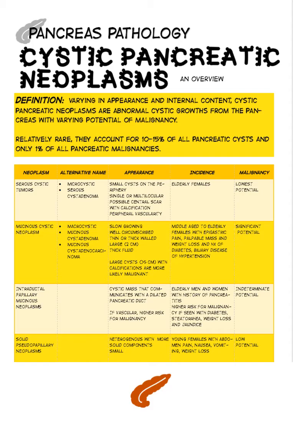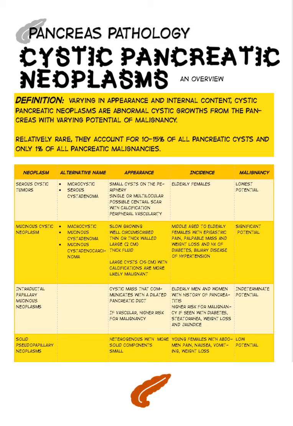So the first one is the serous cystic tumors. These are going to be cysts that just have a serous fluid in them, kind of like this thin straw-colored fluid within them. They are also known as microcystic or serous cystadenomas. And these are going to be more common in elderly females and have the lowest potential for malignancy.